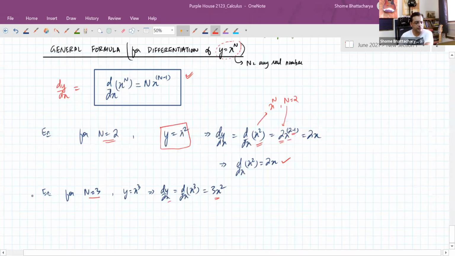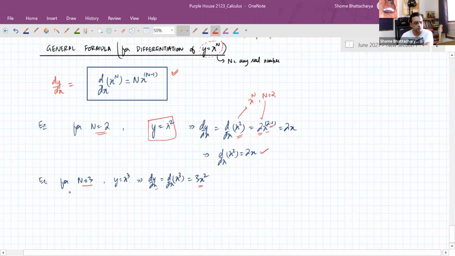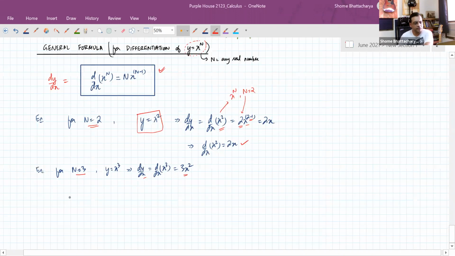Okay, so let's do some more examples. If we have y is equal to square root of x, now I want to find dy by dx. This is another example that I will solve for you, and then I'll give you an exercise to try some of your own.